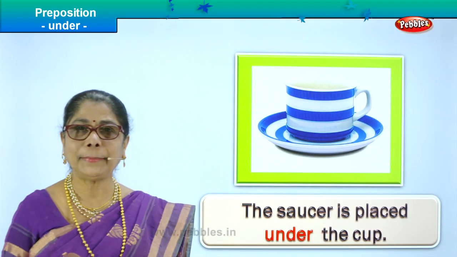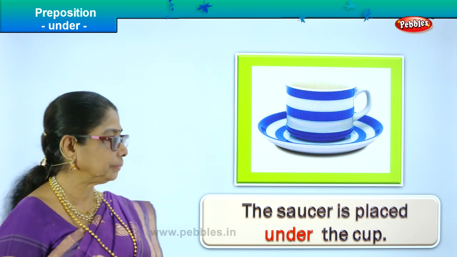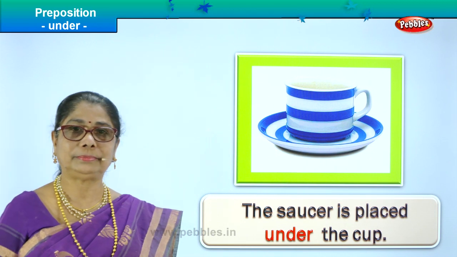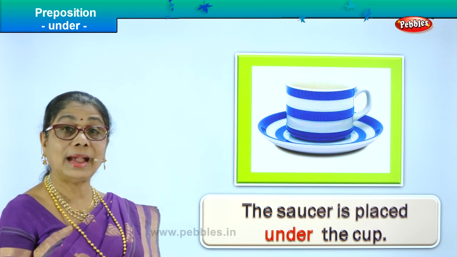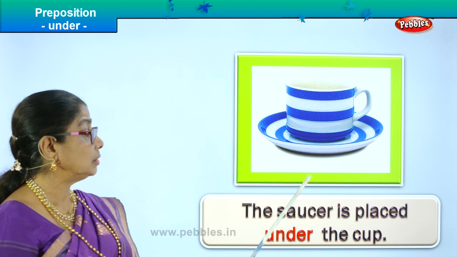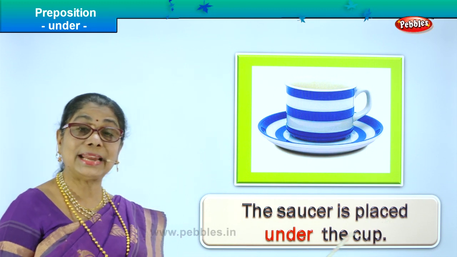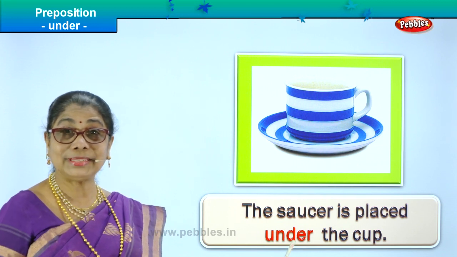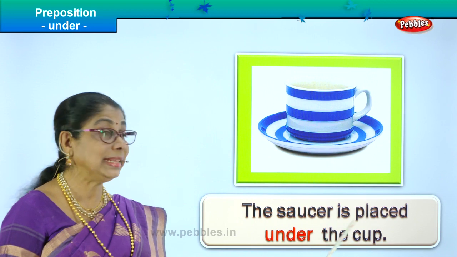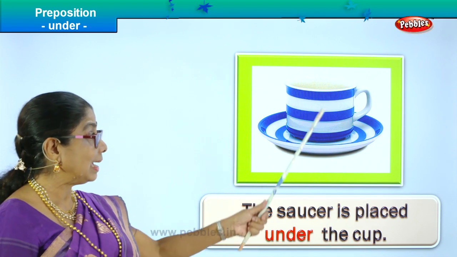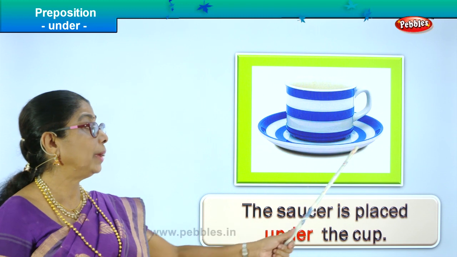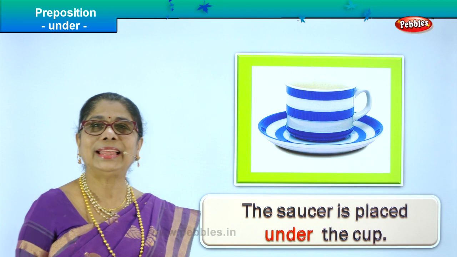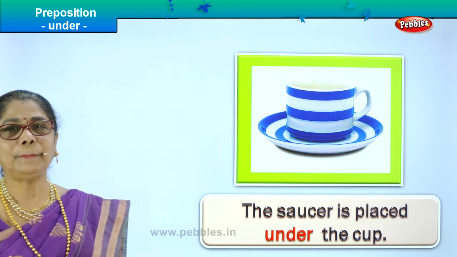Look here. We have a cup and saucer. Yes? Where is the saucer? The saucer is placed under the cup. Where is the saucer? The saucer is placed under the cup. Under. Preposition under. Look at the sentence. The saucer is placed under the cup. Here's the cup, huge cup, and here's the saucer. Where is the saucer? Under the cup. Good. Let's go on to another picture.